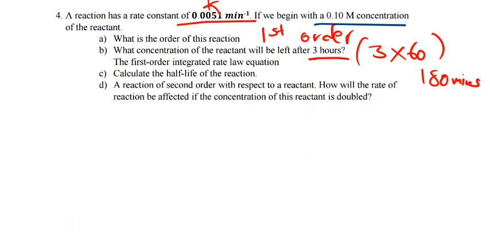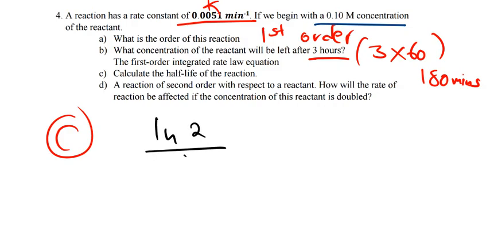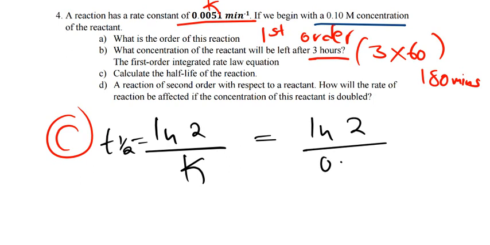Now C says calculate the half-life. The simple formula for the half-life for the first order reaction is the natural log of 2 over K. So you can just substitute the natural log of 2 on a calculator, and the constant was given to be 0.0051 minute negative one.